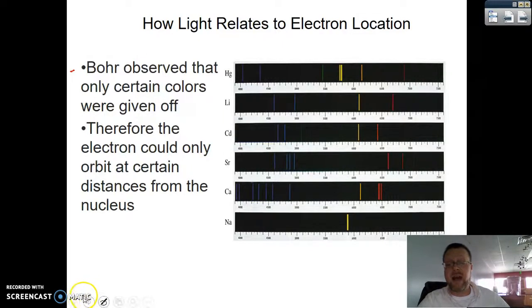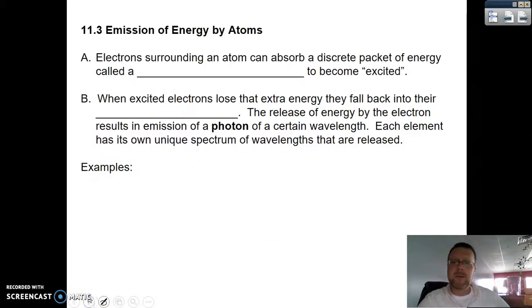Now, since every atom had a different number of protons in the nucleus, that caused every atom's energy levels to be of unique sizes and distances from the nucleus. So every atom had its own unique way that those electrons could fall from higher energy levels to lower energy levels and give off those unique colors. Now, I know that's a lot, but let's break that down a little bit more.